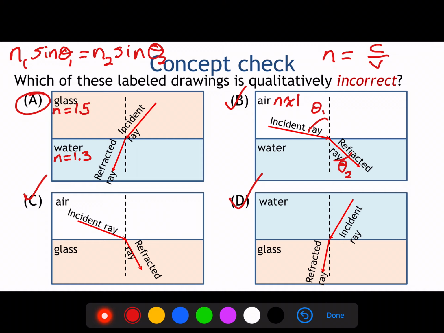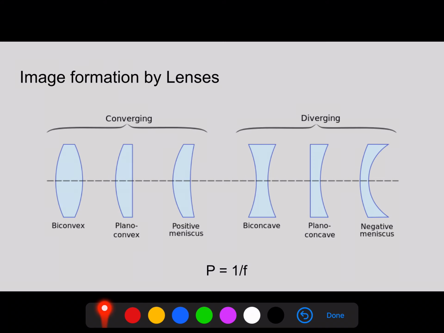Okay, so hopefully you're able to reason through things like that. Of course, you also want to be able to utilize this equation here and quantify exactly how much the refracted angle is, or what the index of refraction is, and so on, like we did in the example that we discussed last time. Okay, so now we're going to apply this idea of refraction to image formation through the use of lenses.